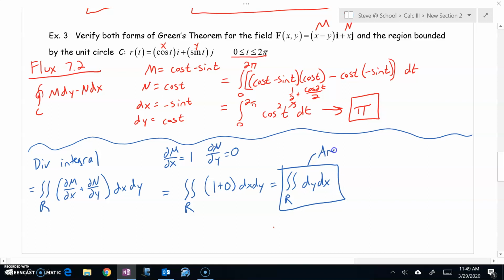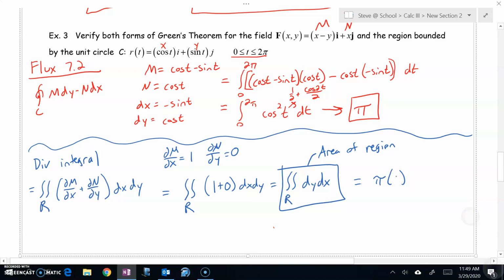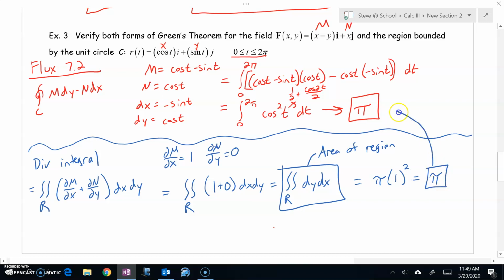So this is the area of the region. Well, what is the area? What shape is this? Well, it's a unit circle. What is the area of a circle? That's just pi times the radius squared. Well, what is the radius? Since it's a unit circle, the radius is 1. So the answer is that this is pi. Sure enough, it matches what we got doing it the other way. So both ways work for flux.